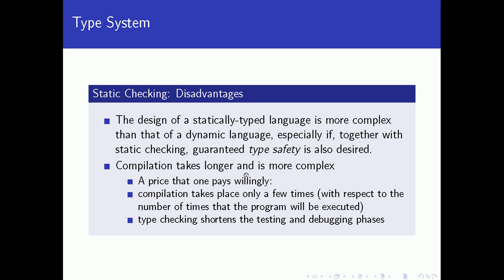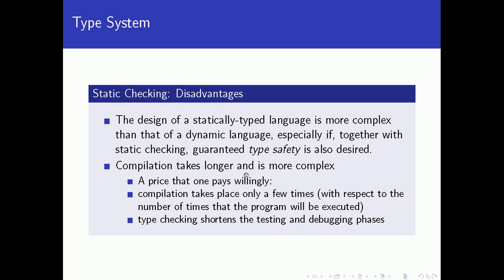Now, what about the disadvantages? So, we can say that the design of a statically typed language is more complex than that of a dynamic language, especially if, together with static checking, we want to guarantee type safety. Remember, type safety and strong typing is the same. So it makes the design of the language more complex if we require these type checks, and it also makes the compilation, the compiler, more complex because the compiler needs to check the types. It needs to do this contextual syntactic constraints. And that means that the compilation takes longer and it's more complex.